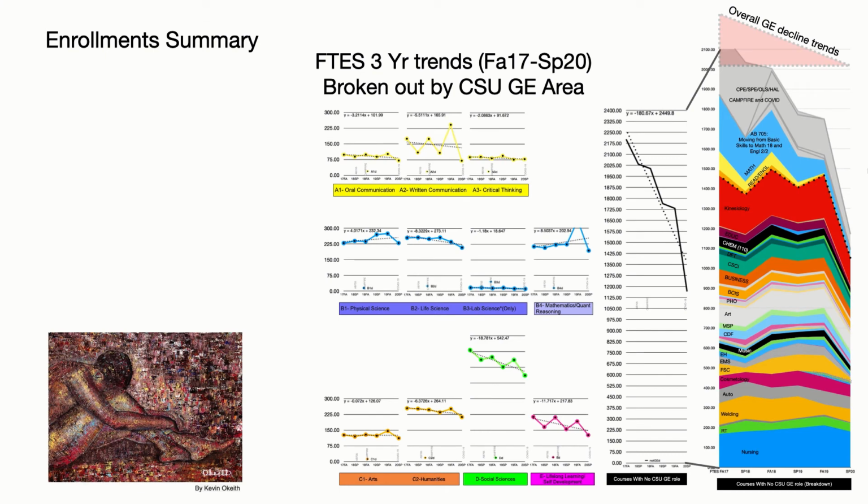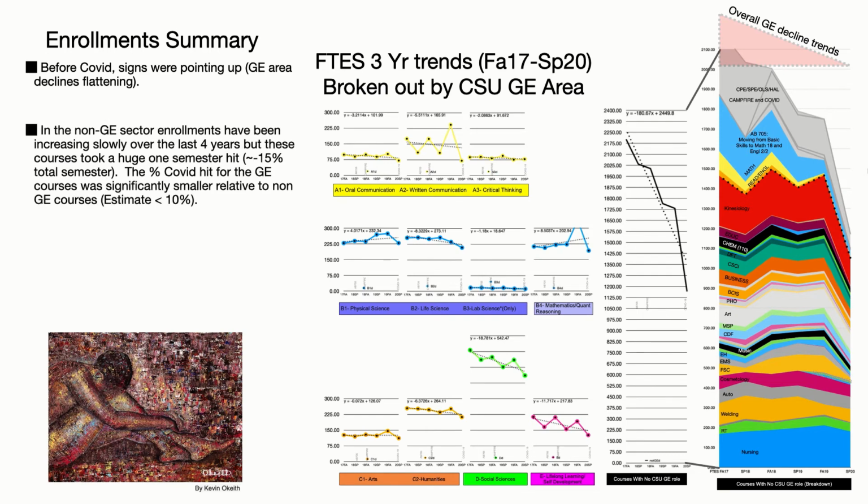To summarize our enrollment observations, before COVID, signs were pointing up. GE area declines seem to be flattening and potentially on the rise. This is good for our assessment of the future of our GE side courses. In the non-GE sector, enrollments have been increasing slowly over 4 years. But these courses took a huge one semester hit, about 15% for the total semester. The percent COVID hit for GE courses was significantly smaller relative to non-GE courses, less than 10%. That's significant, but it's interesting that there's a difference between those two impacts.